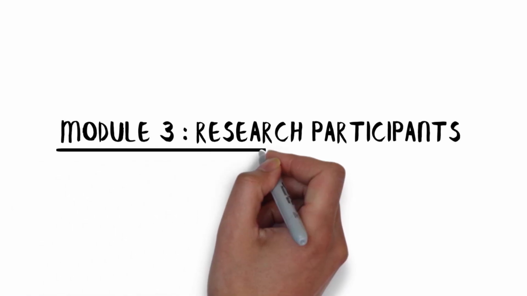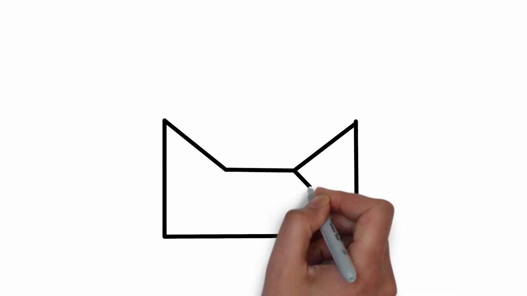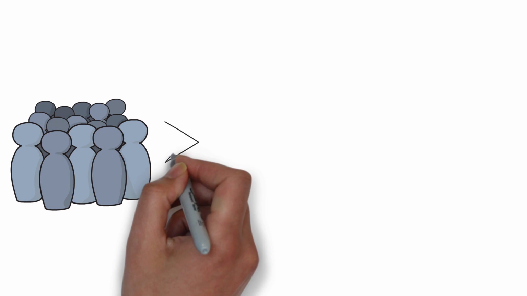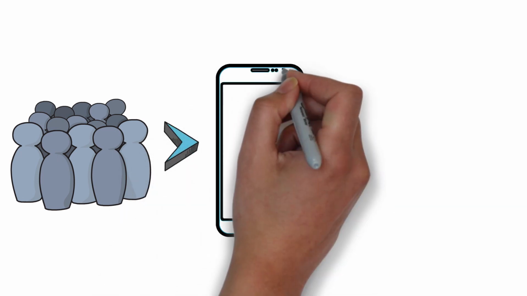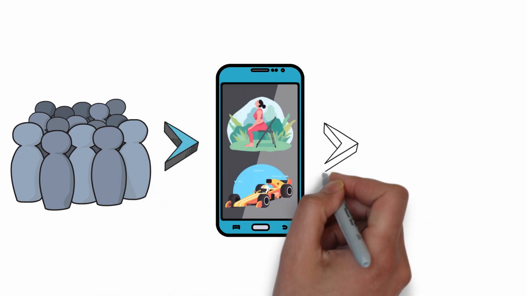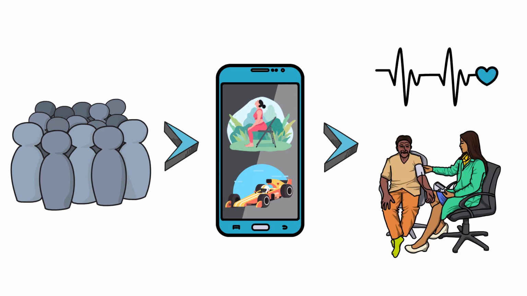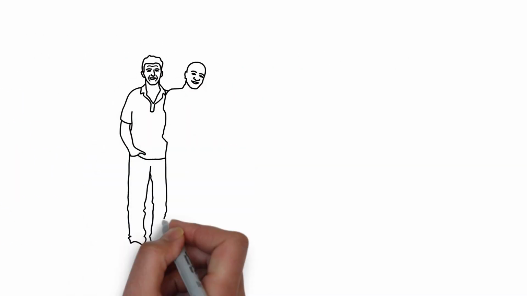Module 3. Research participants. Imagine you get an email from the school asking if you want to earn $100 for playing a game once a day for 5 days. You click the link and find out that the psychology department needs several students to take part in a study about the use of a new app where you practice chair yoga or race a car and measure your pulse and blood pressure. This is a common request for a human participant, which is a critical role in psychology research.